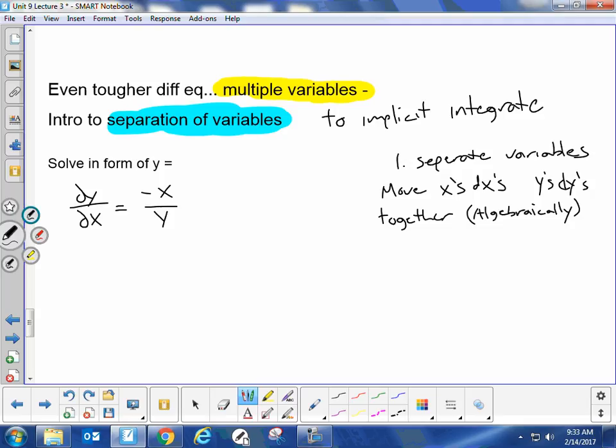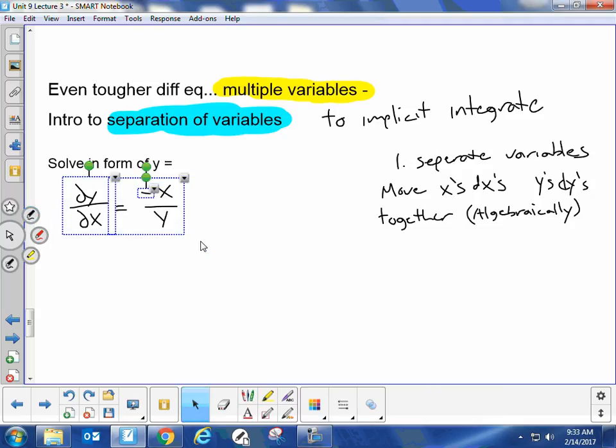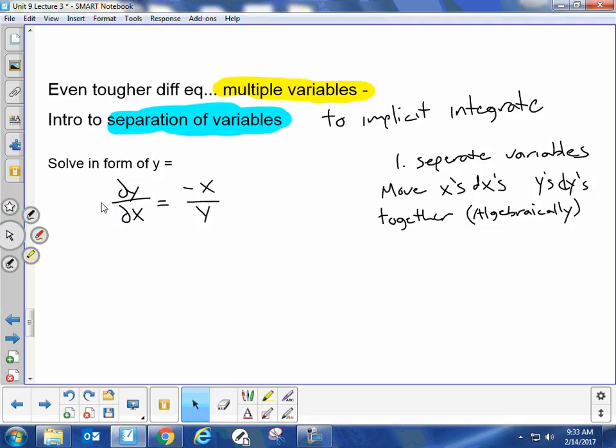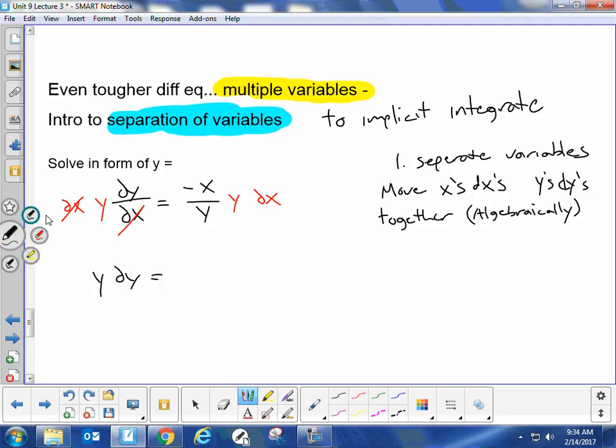Okay? So with this situation, it's essentially cross-multiplying. Multiply by y, multiply by dx, but exactly what we are doing is multiplying both sides by y, so that y is with dy, and we are also multiplying both sides by dx. We could do this one step at a time, but I'm just doing them both at the same time. So when I multiply by dx, the dx goes away. I'm just left with y dy on this left side. And here the y's will cancel, leaving me with negative x dx on the right side.